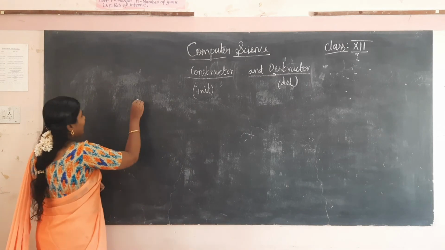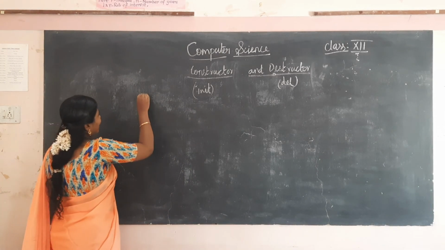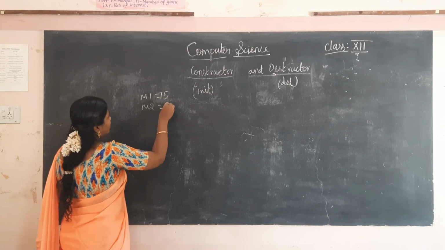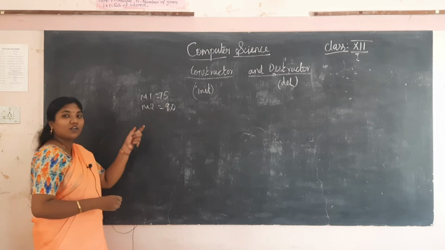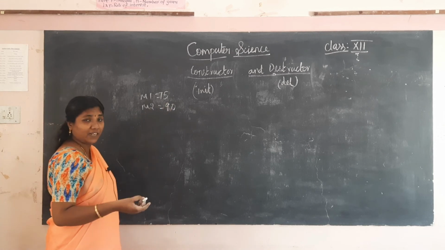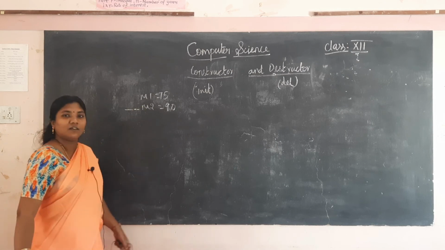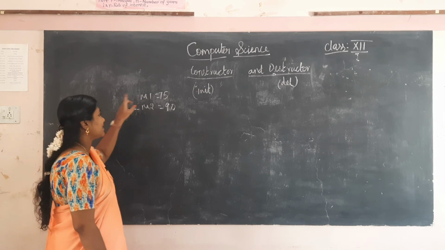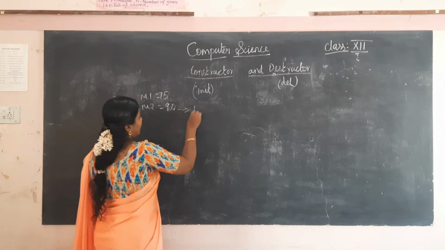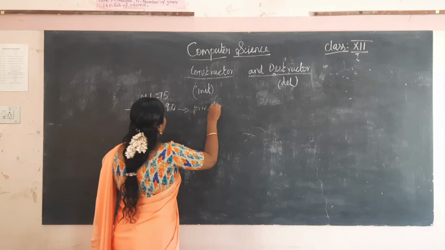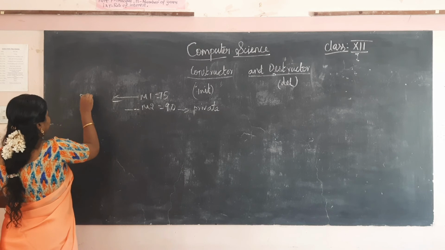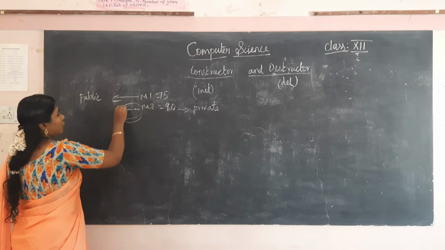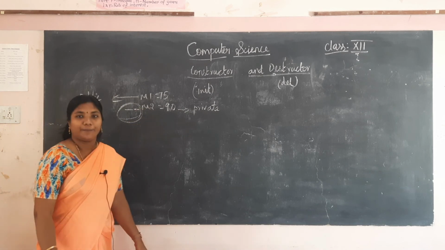Suppose I have mark 1 is equal to 75 and mark 2 is equal to 90. Suppose I want this mark 2 to become a private variable, then I have to specify 2 underscores before that variable. Now mark 2 is private and this one, mark 1, is public. If I have 2 underscores before the variable, then it is called a private variable.